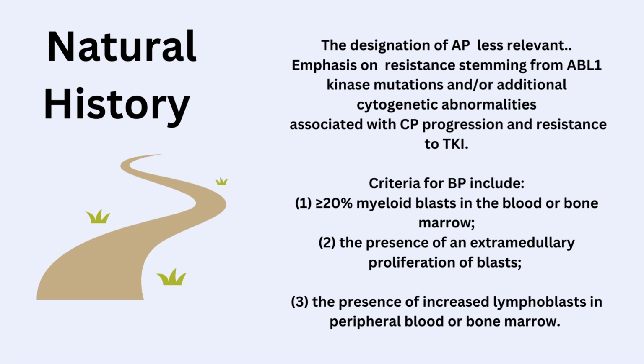As mentioned before, in the new WHO criteria there's been a removal of accelerated phase and more emphasis on resistance to treatment stemming from a mutation in the ABL or the accumulation of additional cytogenetic abnormalities, which cause the CML to progress from chronic phase to blast phase. And the criteria for blast phase includes myeloid blast count of more than 20% in the bone marrow, or the presence of more than 20% blasts in the peripheral blood, or increase of lymphoblasts in the peripheral blood and bone marrow, but the percentage here is less clear.